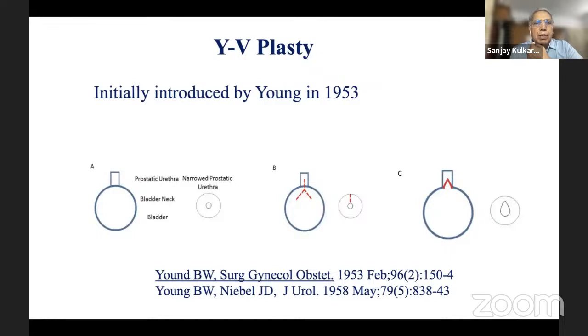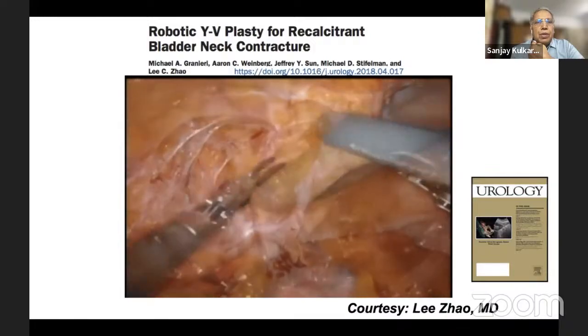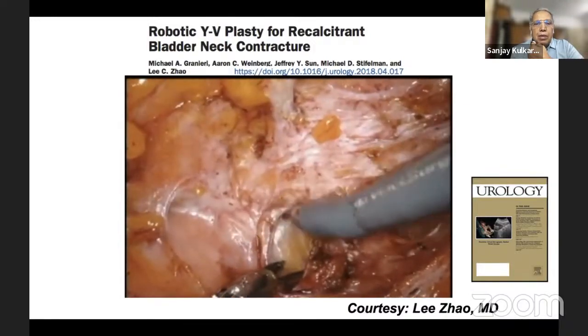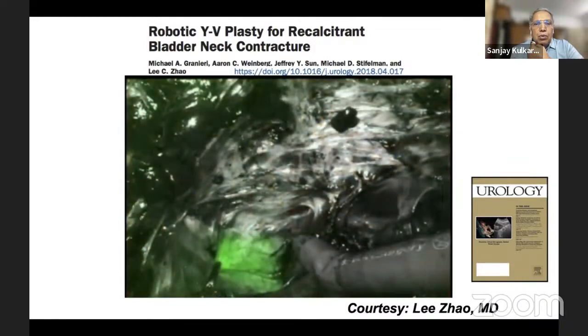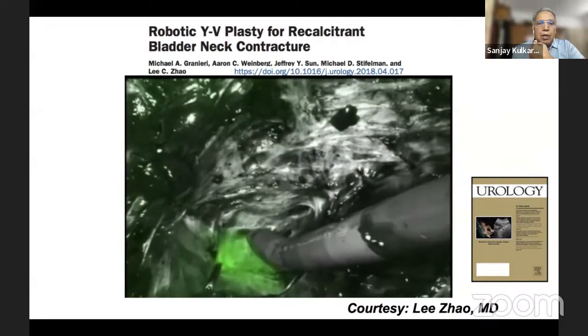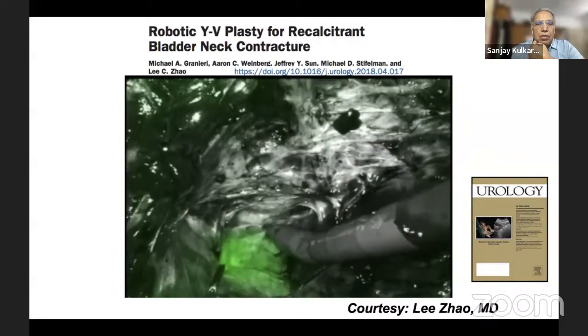Now, if we have a patient with recurrent bladder neck stenosis, 1, 2, 3, 4 failed bladder neck incisions by different techniques, then we do perform YV plasty. Now, I will show you this video from Kerry Li Zhao. He is going to do repair of the bladder neck stenosis with a robot.